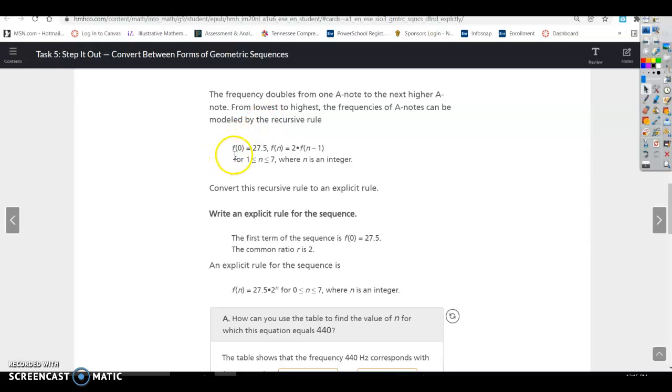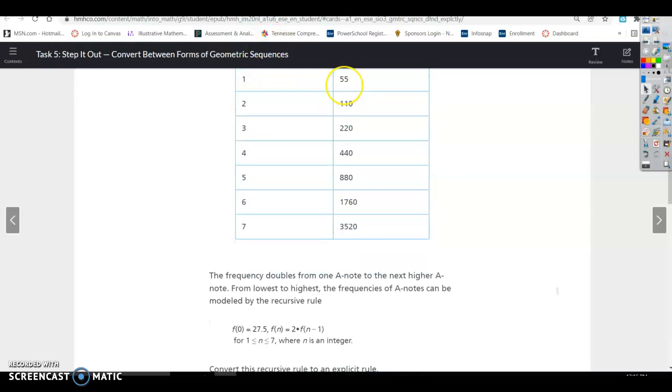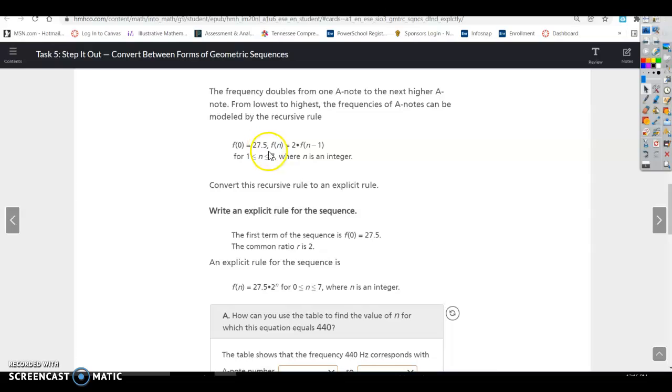All right, so it says f of 0 equals 27.5. That's straight from the table here. And then it says f of n equals twice, so 2 times f of n minus 1. That's for all n from 1 to 7, where n is an integer. All right, so now it says convert this recursive rule to an explicit rule.